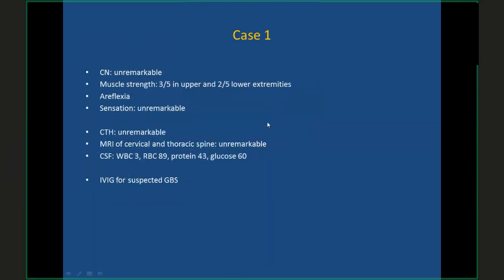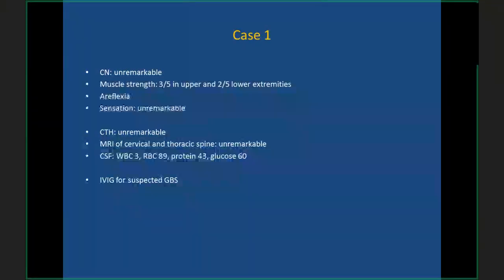When the patient got to the ICU, we examined him. The cranial nerves were fine, and the muscle strength was 3 of 5 in the upper extremities and 2 of 5 in the lower extremities. We could not get any reflexes. The patient's sensory exam at that time was actually unremarkable, even though the patient had a lot of numbness and tingling. When you examine the patient, the sensation was unremarkable.